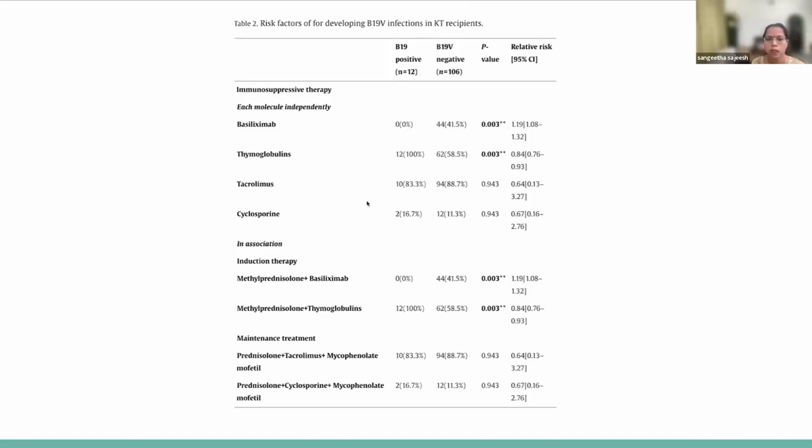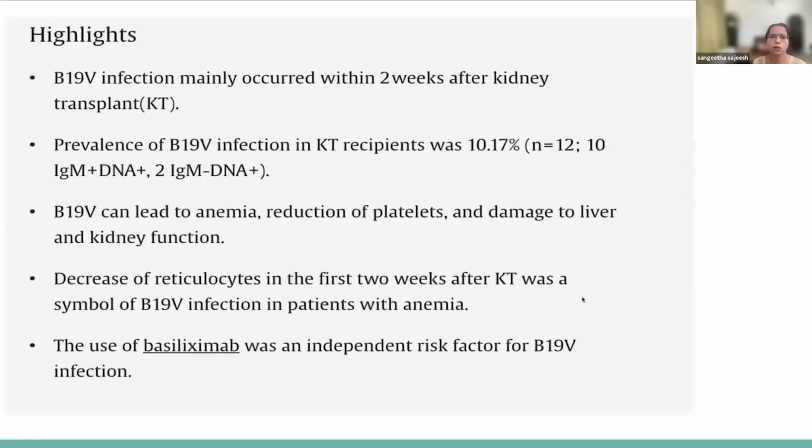But some studies have shown that switching from tacrolimus to cyclosporin is better for viral clearance. And when we compare induction therapy with basiliximab and ATG, the relative risk of B19 infection is high for MPS plus basiliximab, that is 1.19, and even with ATG the relative risk is high, 0.8, but more for basiliximab. Both of these are statistically significant findings. So we can see that all these are predisposing factors making the patient more vulnerable to infection with parvovirus B19.